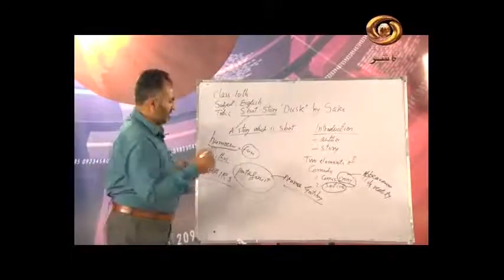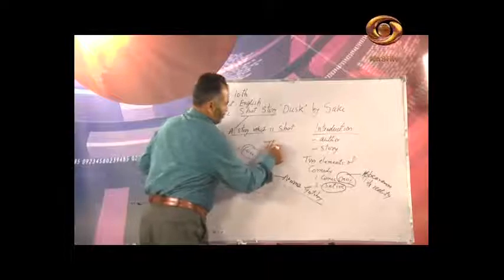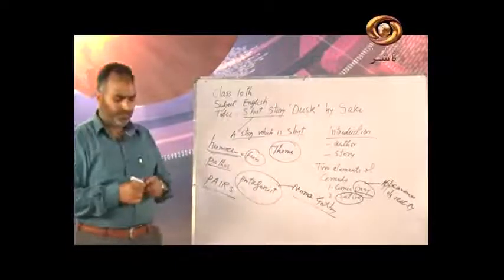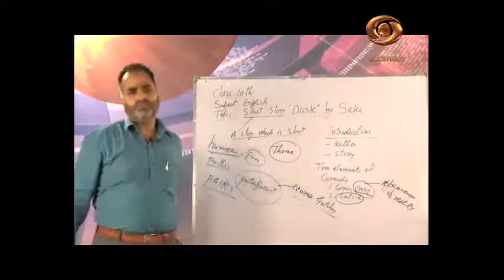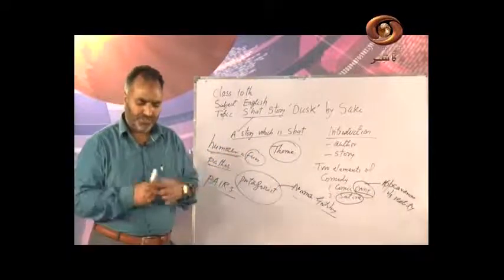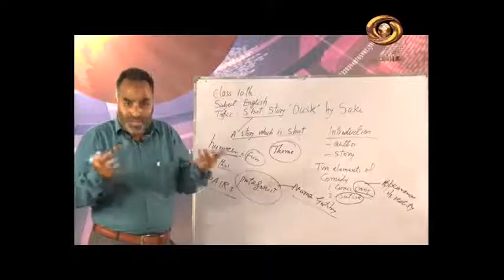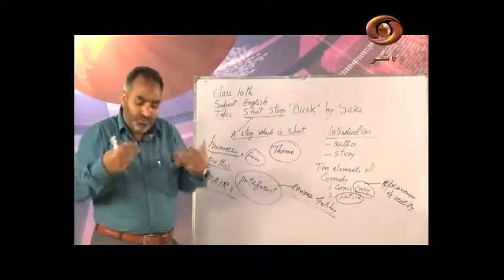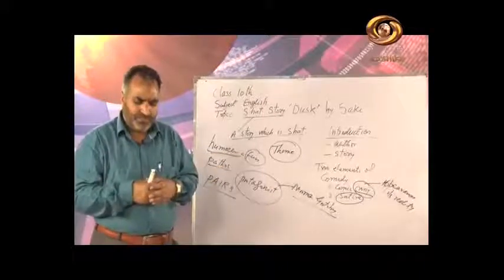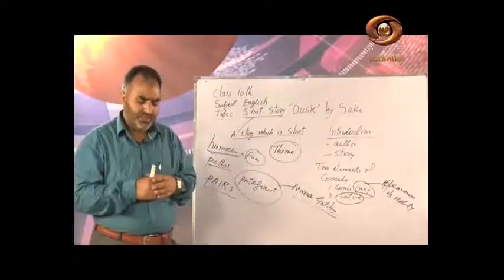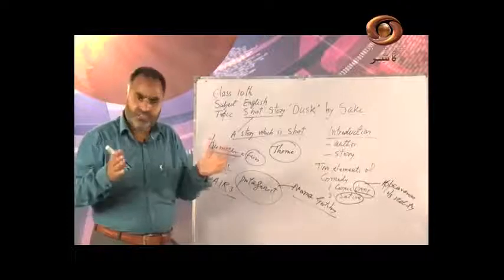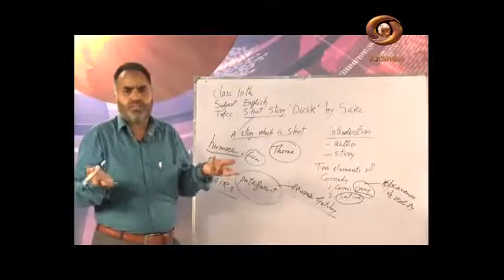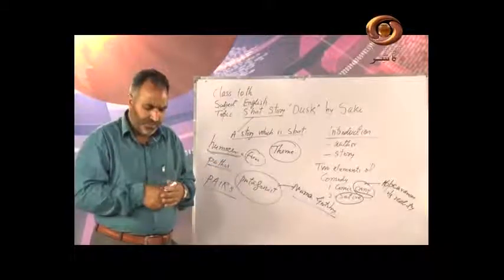So far as the theme is concerned in this story, sometimes we can be deceived. Deception is there. You see, it's very difficult to understand human nature, because we say human nature is complex. Pessimism is there, perception is there, and uncertainty is there. You don't know how things are happening and what's going to happen.